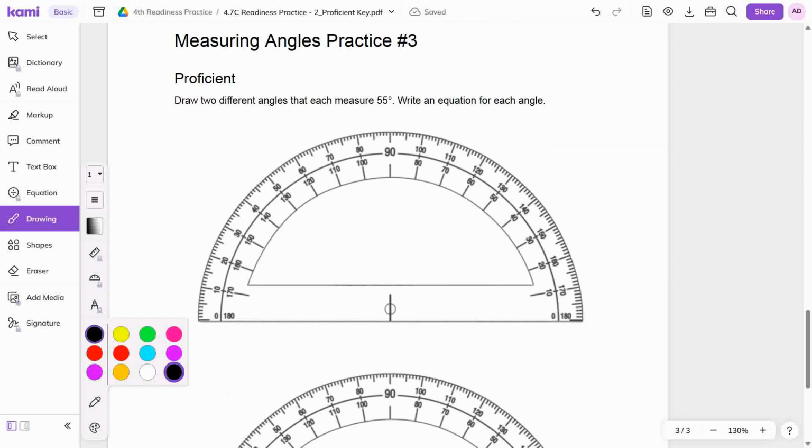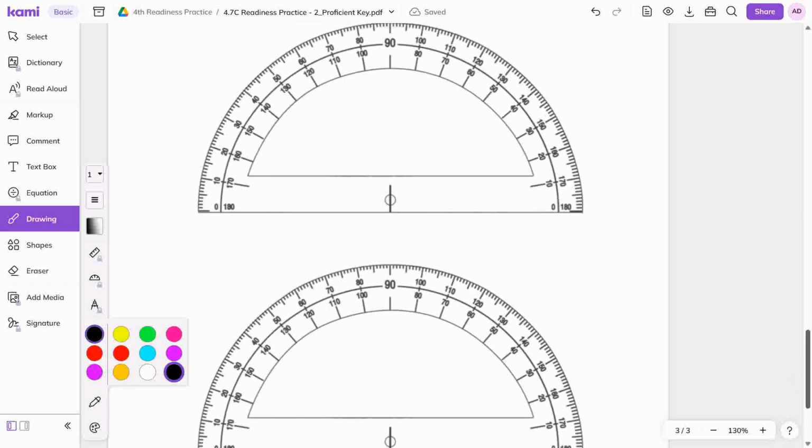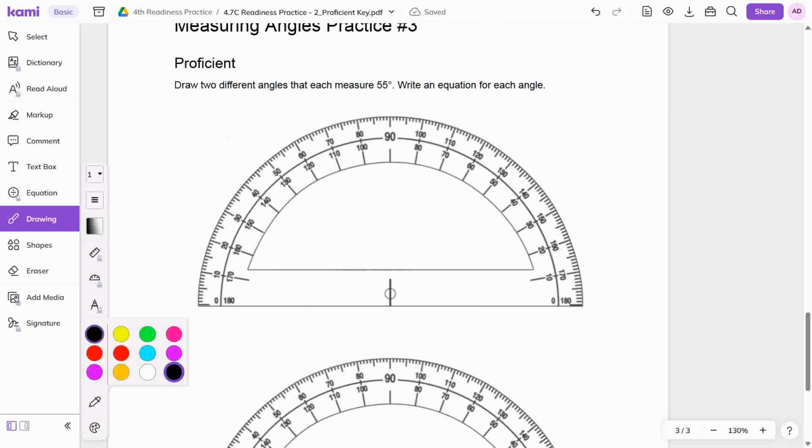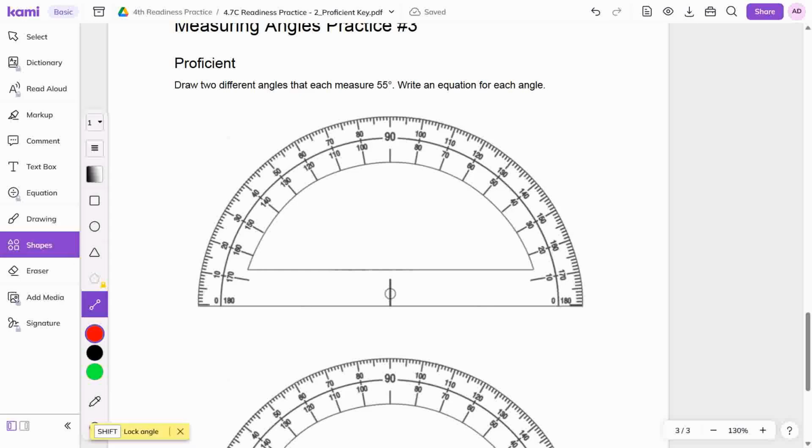All right, so now we need to draw two different angles that each measure 55 degrees. We need to write an equation for each angle. We need to show the subtraction to figure out how we did it. So let's do the first one. We can go ahead and make it super simple. Let's just use one of the zero lines. And for this one, I want to use a ray that goes to the right. So let me see if I can get it to start right where I want it to. All right, so we'll go right here.